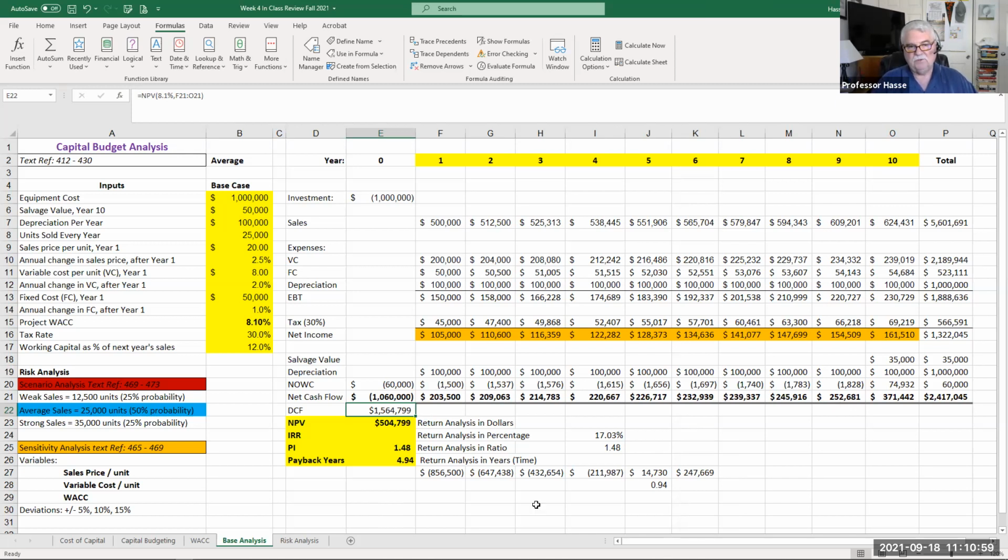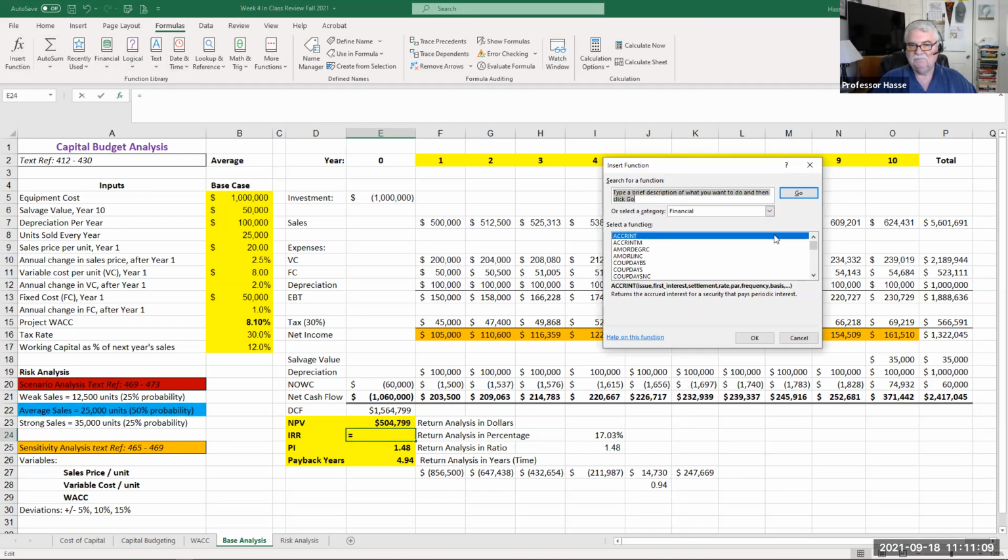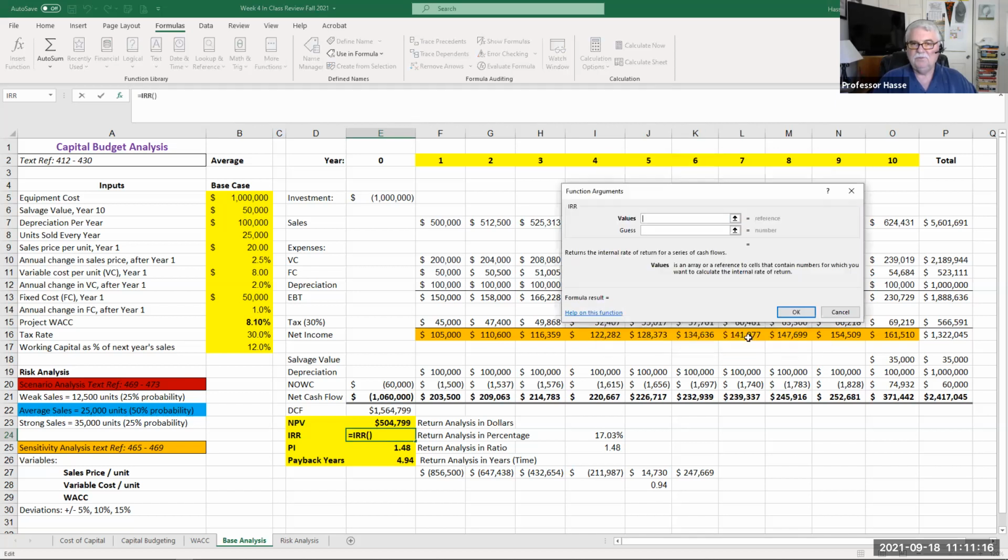Our internal rate of return is, what is this amount in a percent? Formula, function, financial, internal rate of return. All we have to do here is put in the values, starting with year 0 and going to year 10, and the algorithm is going to calculate our interest on an annual basis.